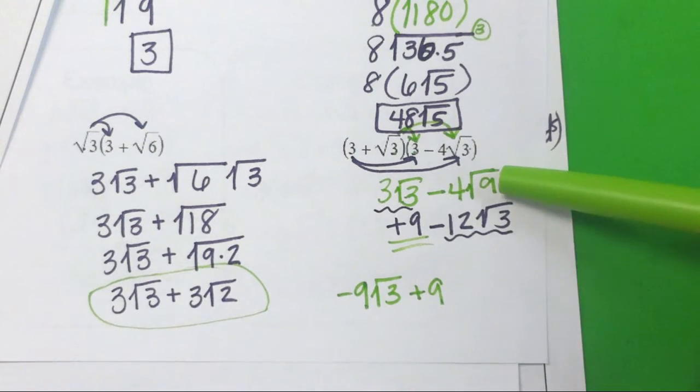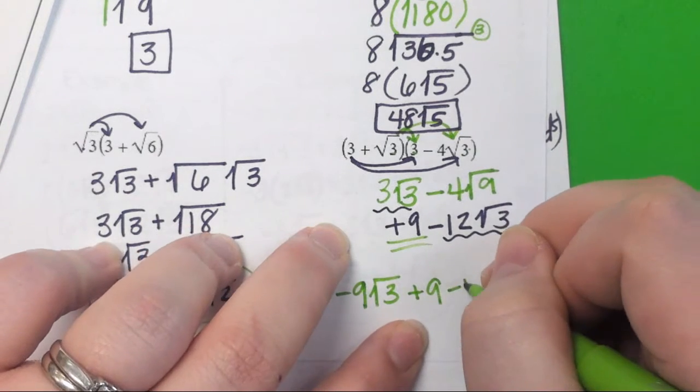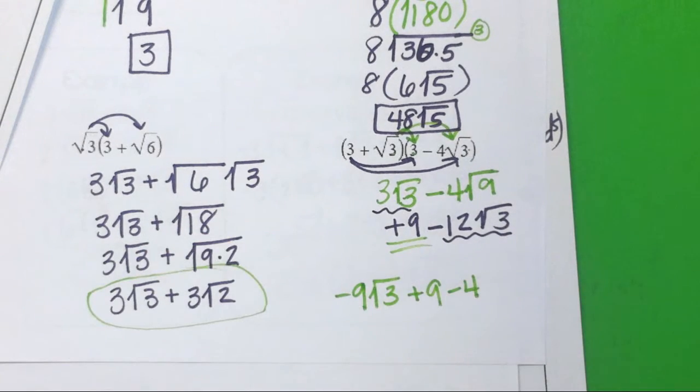And then can I simplify that minus 4 square roots of 9? What is the square root of 9? 3.